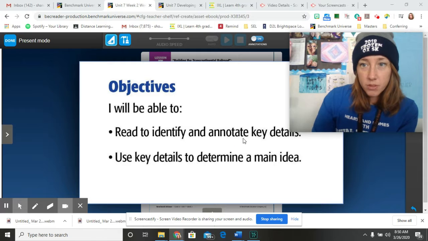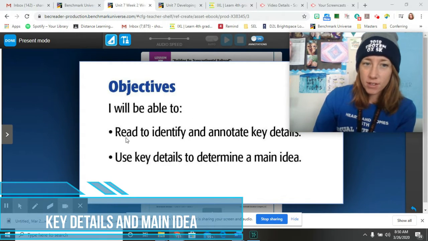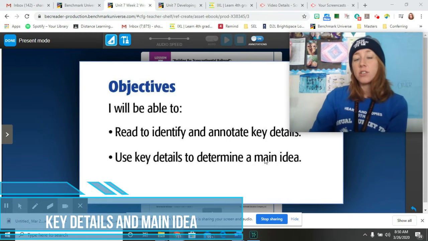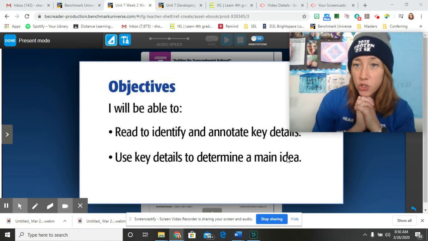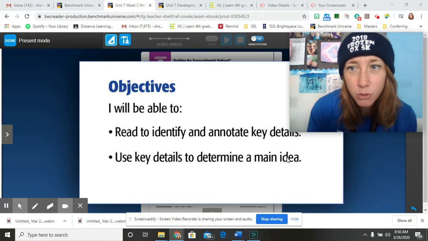So our goals for the day are these. Read to identify and annotate key details. Use key details to determine a main idea. And we are going to take this and turn it into an informational summary, which, even though it's been 2 weeks, I'm sure you guys remember.